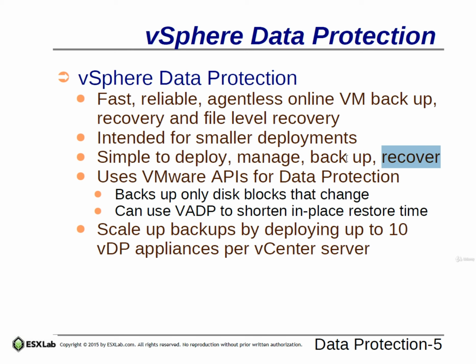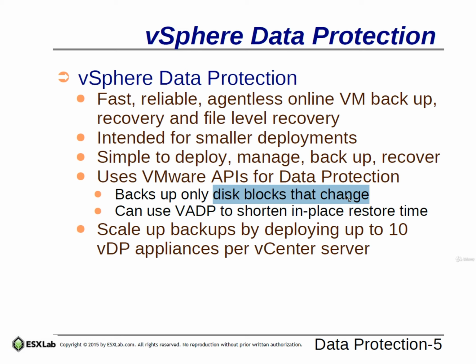Now, vSphere Data Protection relies on VMware's APIs for data protection, and they in turn rely on disk block change tracking. Disk block change tracking is something that VMware introduced in hardware version 7 that allows an ESXi host to keep track of which disk blocks have been changed since the last backup.